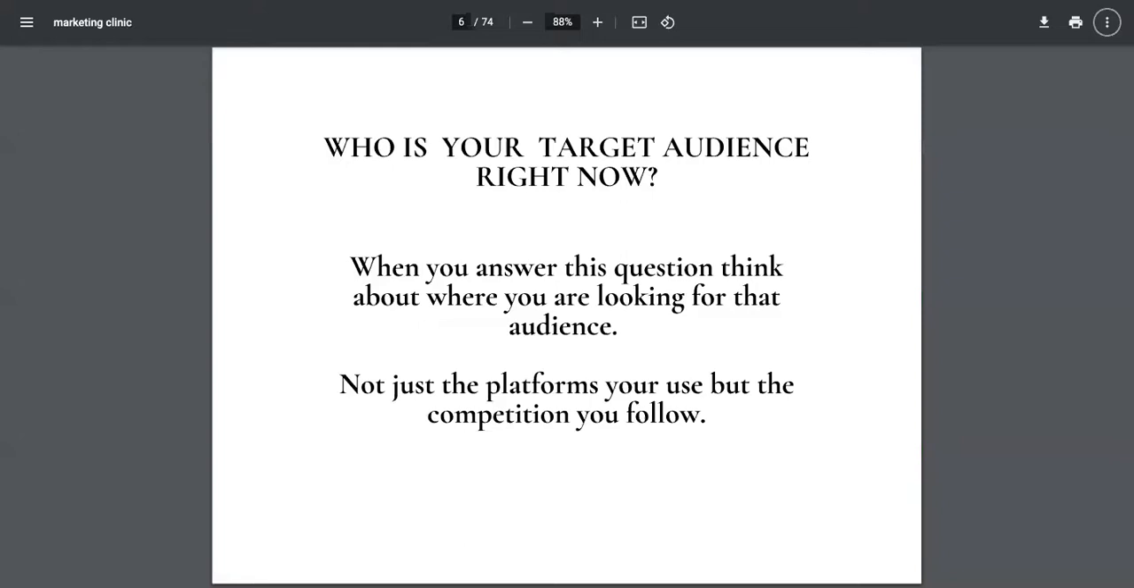So when you are in business, whether you're starting out, whether you're looking to pivot your business, take it in a different direction, or whether you're looking to scale up, you need to think about who your target audience is right now. And when you're answering this question, think about where you are looking at your audience, not just the platform you use, but the competition you follow.